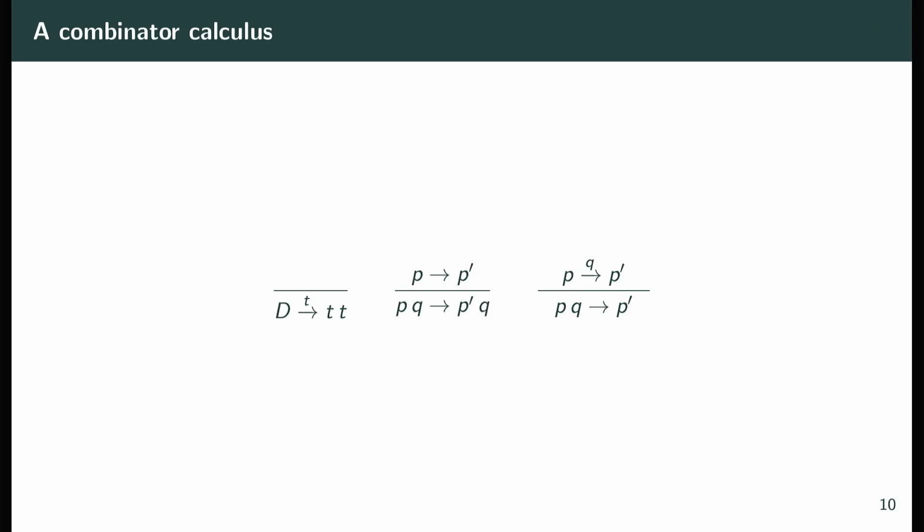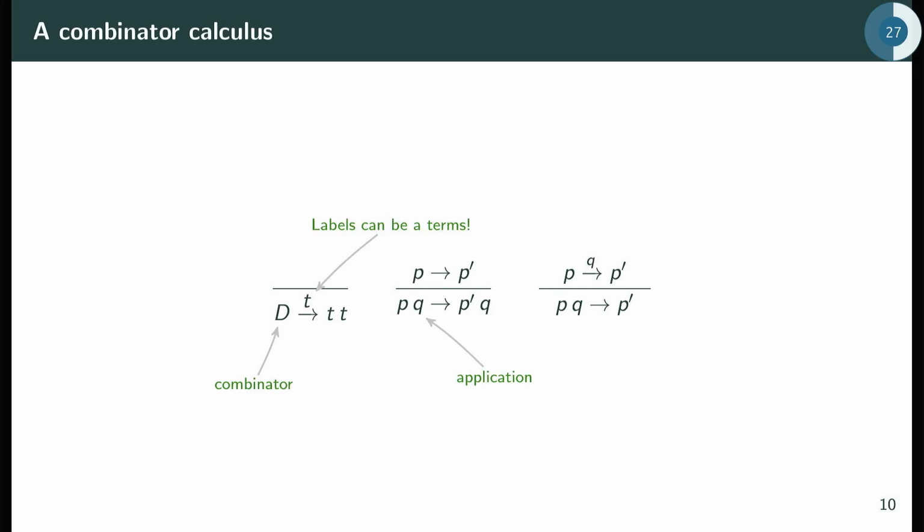So let's understand this problem with higher order languages better by introducing a very elementary combinator calculus. Here we have a bunch of funny arrows again. We have a combinator D, a singular combinator. We have application, and we have this feature that labels now can be terms. So you can see here, for instance, that T, you can use it to form complex expressions.